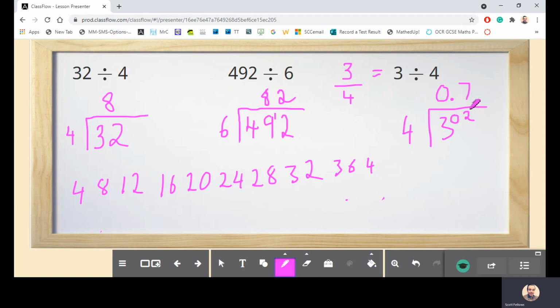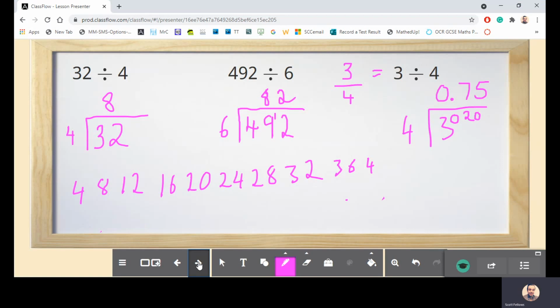4's into 2. Again, that can't go. So we put a 0 after it. 4's into 20. 1, 2, 3, 4, 5. Okay. So 3 divided by 4, or 3/4, or 3 over 4, is as a decimal 0.75.